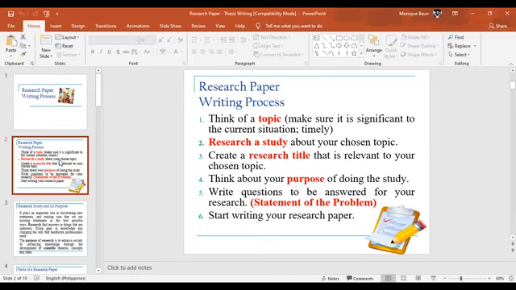After you have provided your research title, it's time for you to proceed to the statement of the problem. These are the questions to be answered for your research. You're going to create a problem, and with your ability to gather data, you will be able to find answers to it, and you may start writing your research paper.